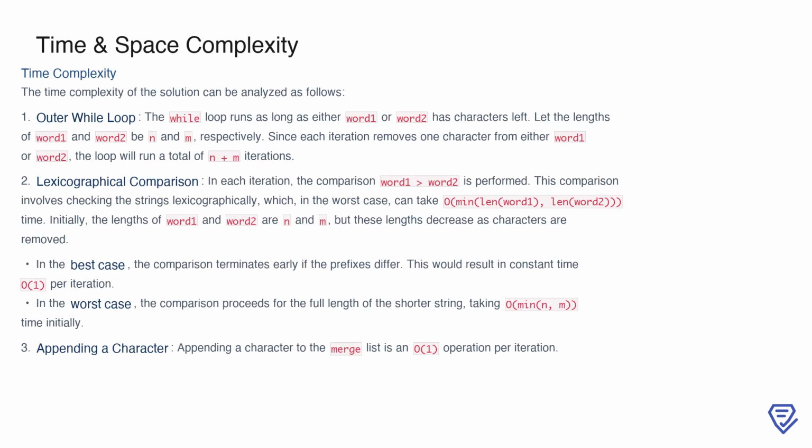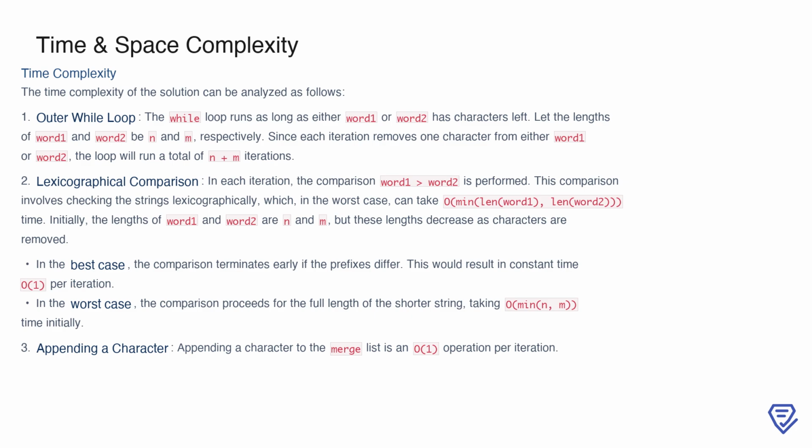To analyze the time complexity of this solution, we start with the outer while loop. This loop continues running until both word 1 and word 2 are empty, meaning its total number of iterations will equal the sum of their lengths, n plus m. Inside the loop, we perform a lexicographical comparison between word 1 and word 2. This comparison, in the worst case, could take time proportional to the length of the shorter string, or O(min(len(word 1), len(word 2))). Initially, these lengths are n and m, but they decrease as characters are removed.